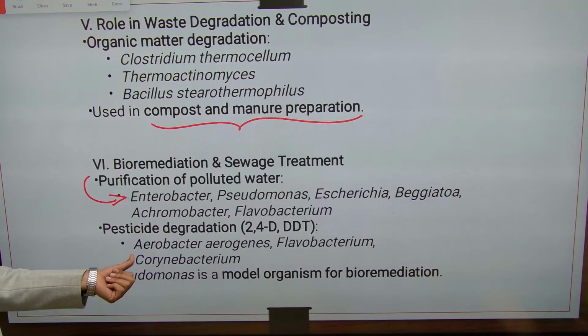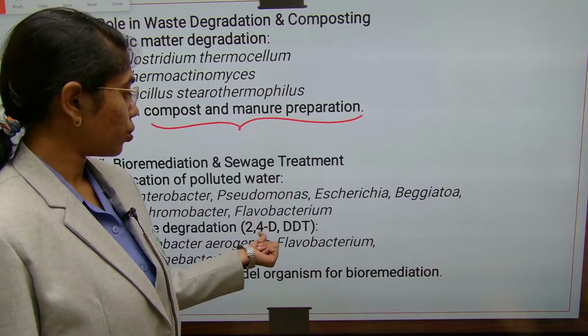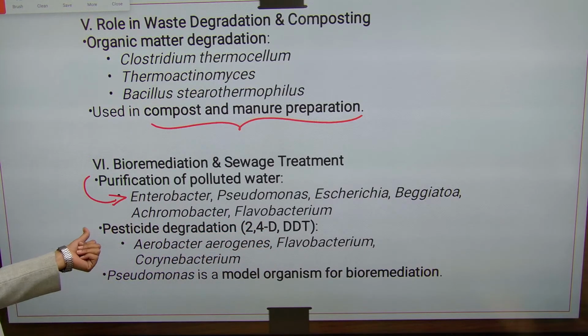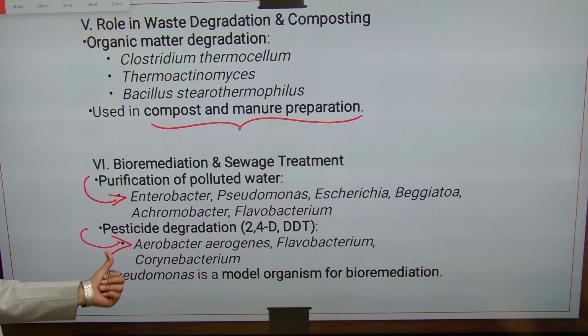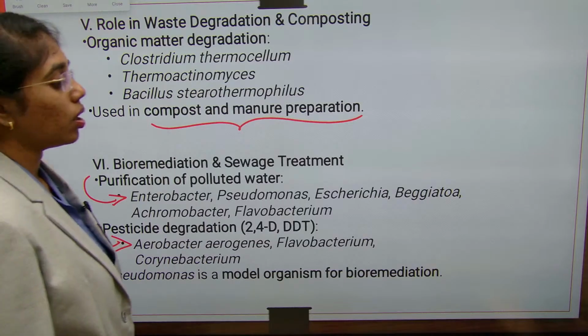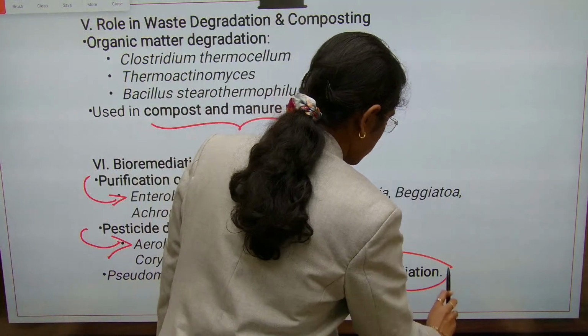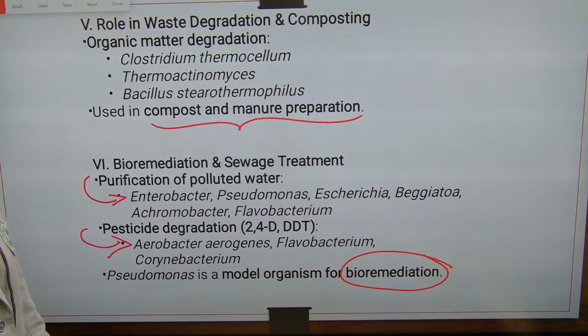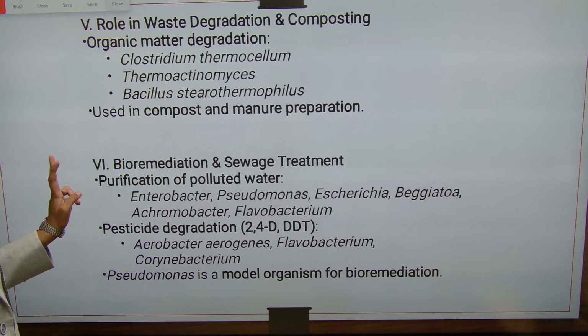Pesticide degradation. Pesticides include 2,4-D and DDT. Here Aerobacter, Flavobacter and Corynebacterium. These are the examples. Pseudomonas is a model organism in the bioremediation process. Remember, all the points are important over here. Next.